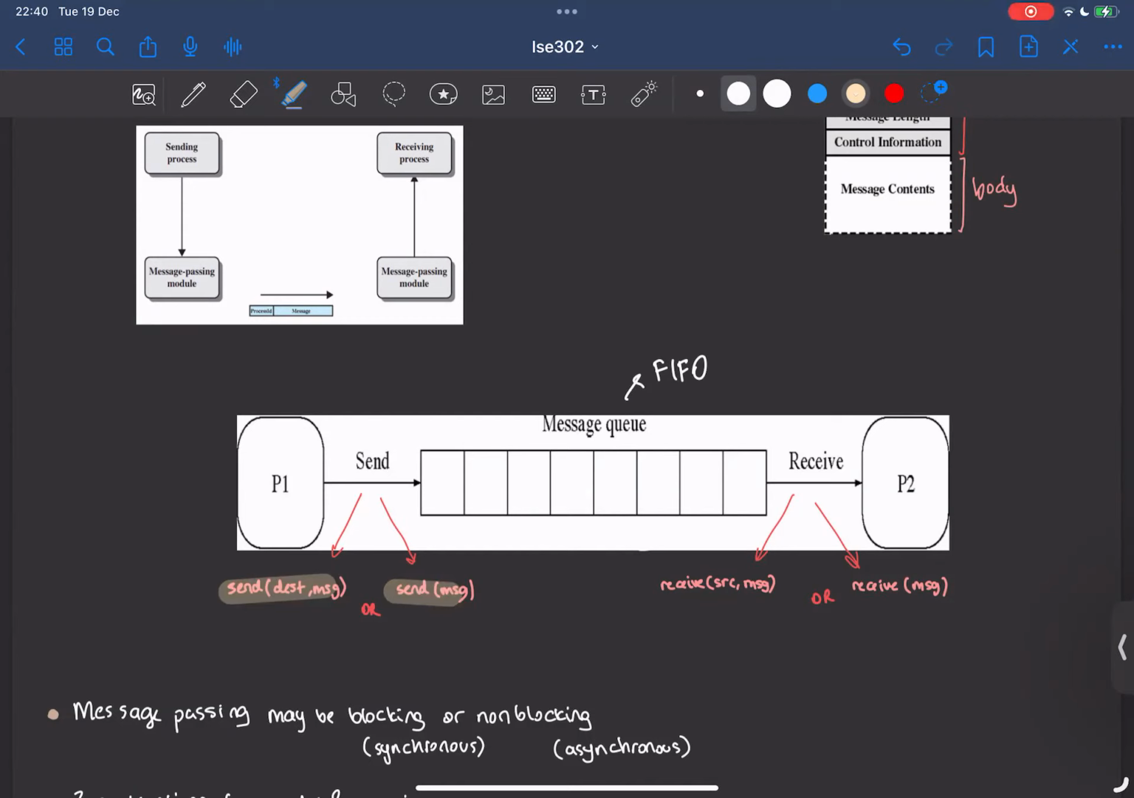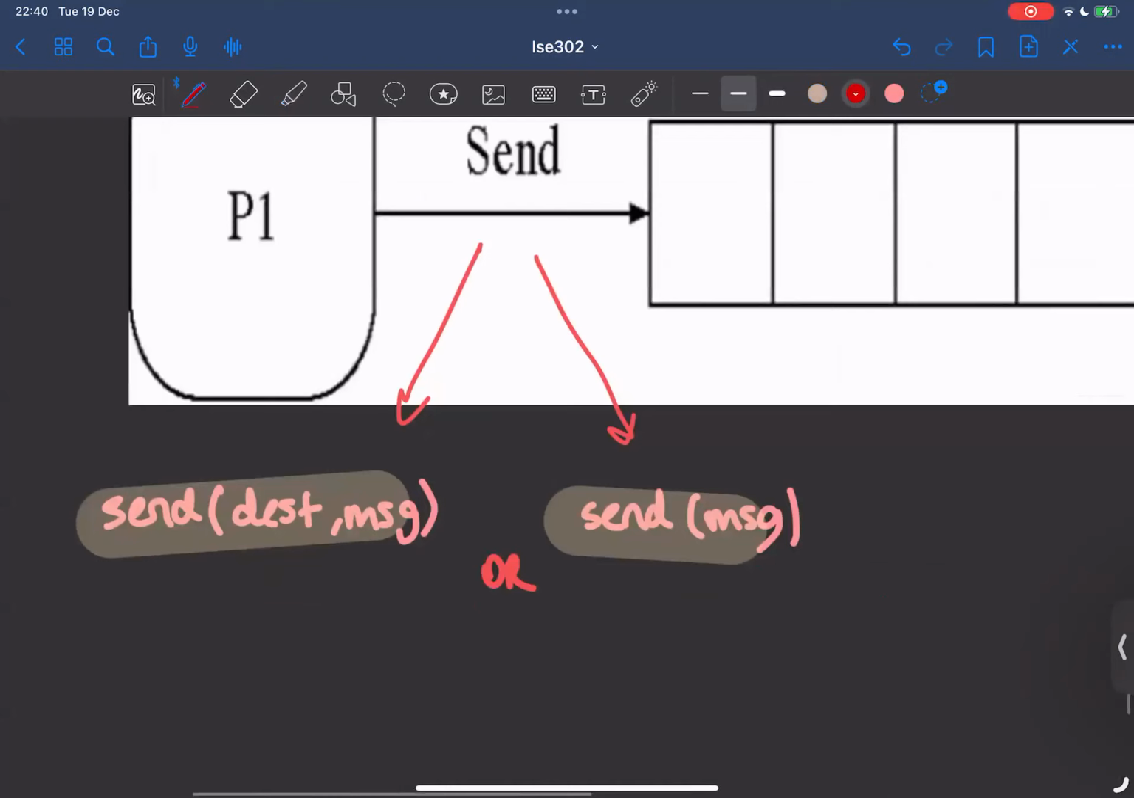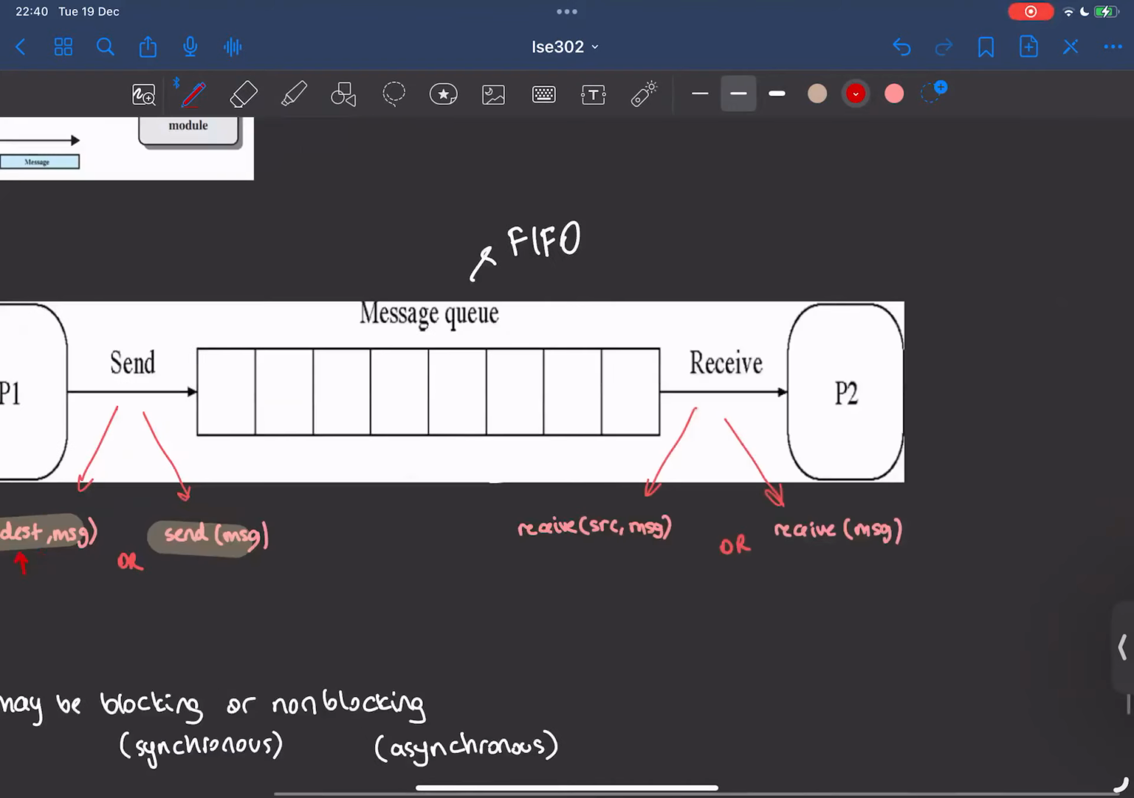which gives them the choice to transmit the message with a specified destination, okay, or without any specified destination. On the other hand, the receive action acts as the receiver, waiting patiently for any message, giving the option to accept messages from any source or wait for messages from a predetermined source.